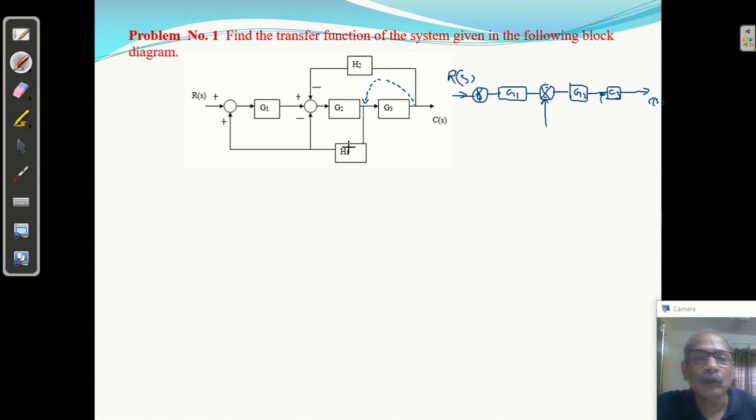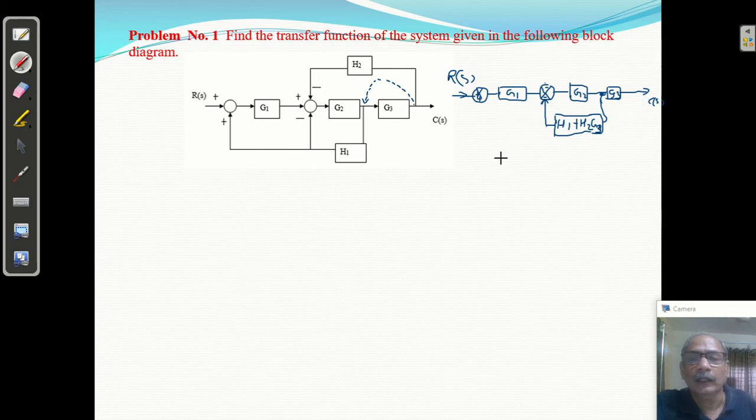Okay. So this is the block. It is H1 plus H2G3. And this is here, right? So you can take it separately, this and this. Otherwise you can add, this is negative feedback for both and this plus this. Okay. Now you can say this is G3. This is G3.